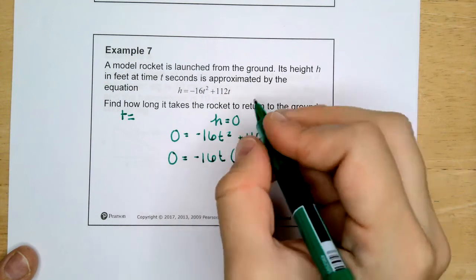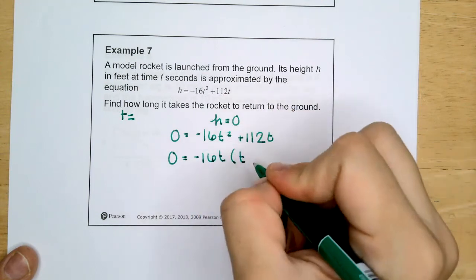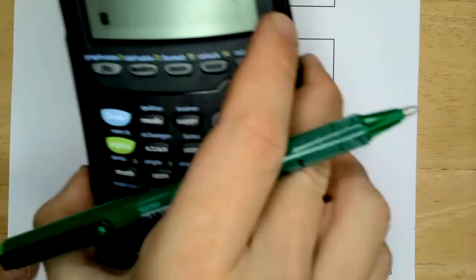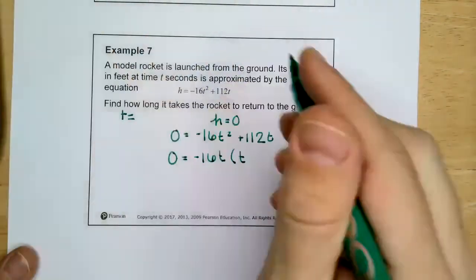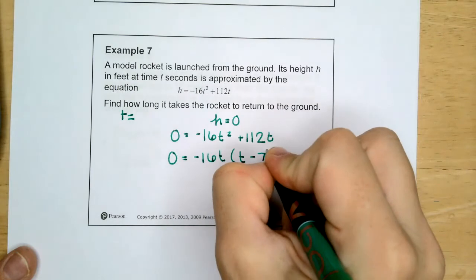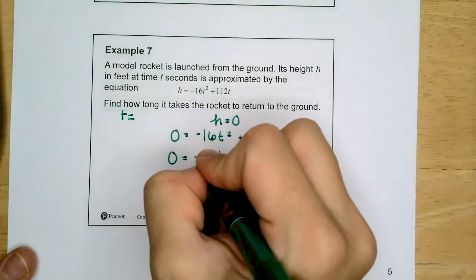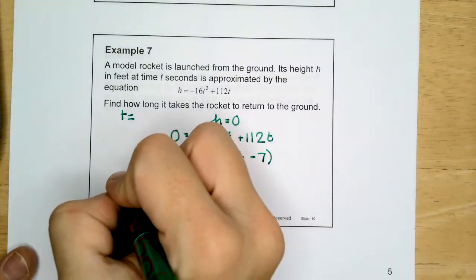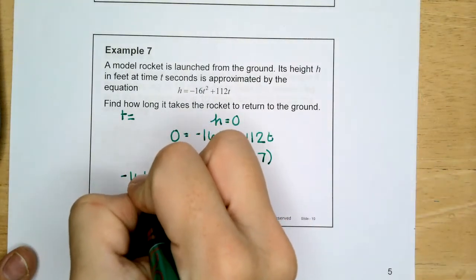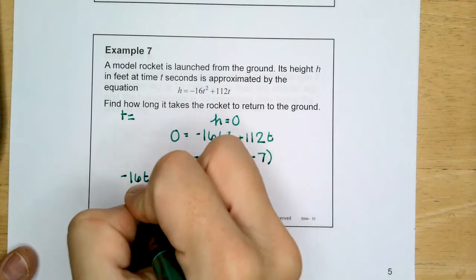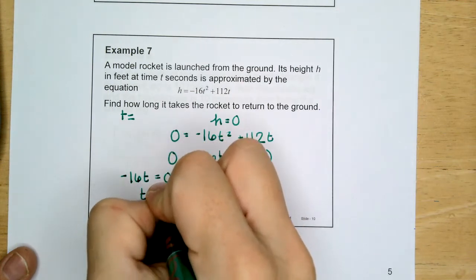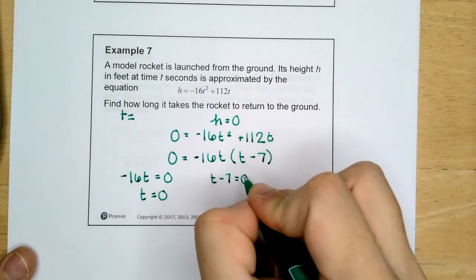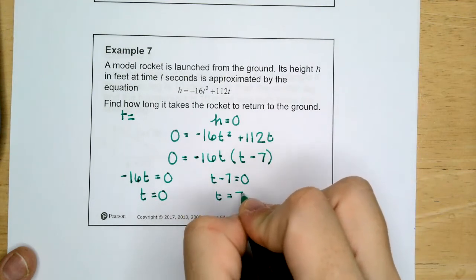-16t squared divided by -16 gives me t. 112t divided by -16t gives me 7, but it would be a -7, right? So here are my two factors, -16t and t minus 7. -16t equals 0, so t equals 0. And t minus 7 equals 0, so t equals 7.